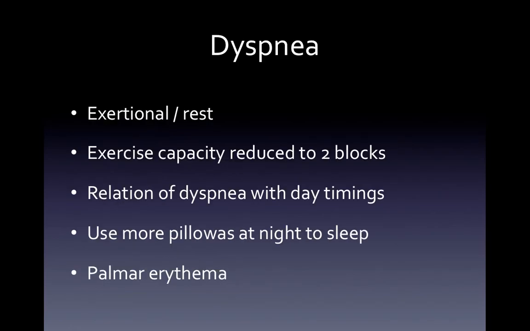Next, in detail, dyspnea, if it is a chief complaint, how to ask. You can ask whether it's exertional or at rest. You can classify the grading: grade 3 is exertional, and if it is also at rest, it is grade 4. You can say orthopnea is also present. And exercise capacity, you can ask whether it's reduced or not. If it is reduced, ask how many blocks he can walk, what his capacity is. You can ask about the relation of dyspnea with timing, during the day or night. You also ask whether he uses more pillows at night to sleep. And palmar erythema, you can ask about it; it also covers the rash aspect of history taking.